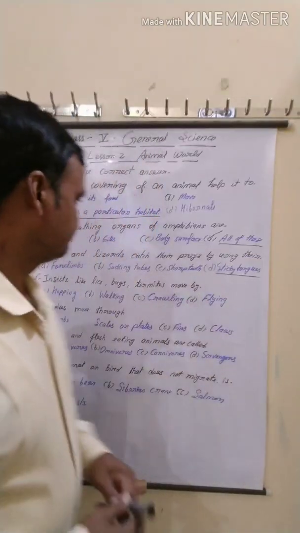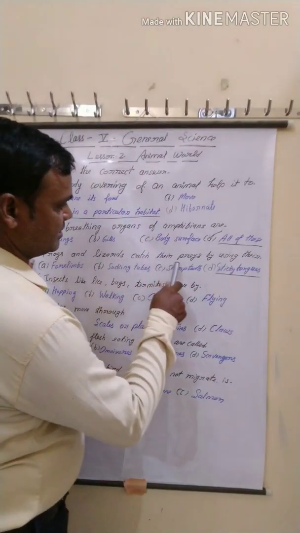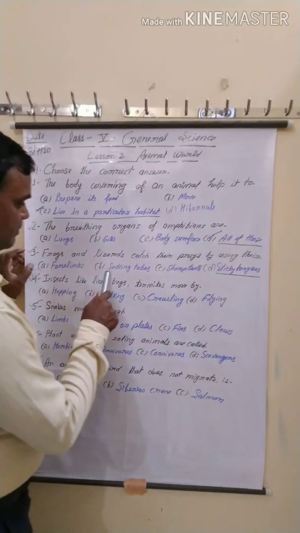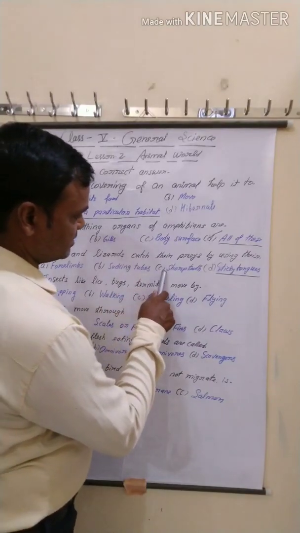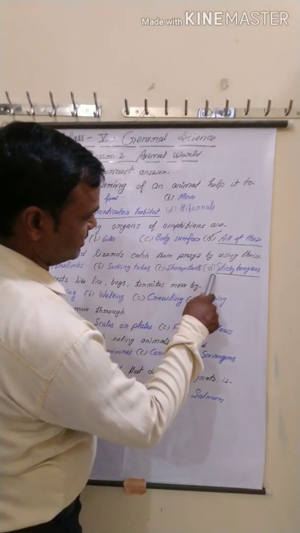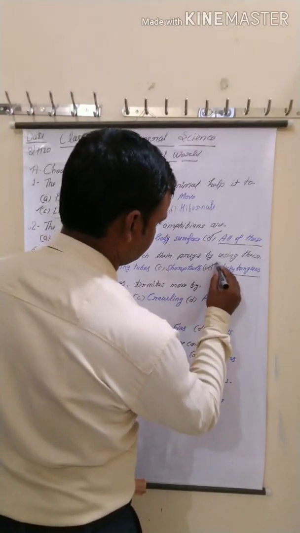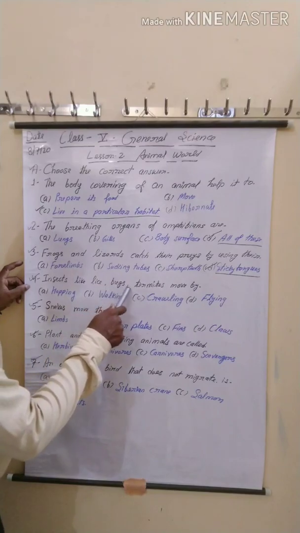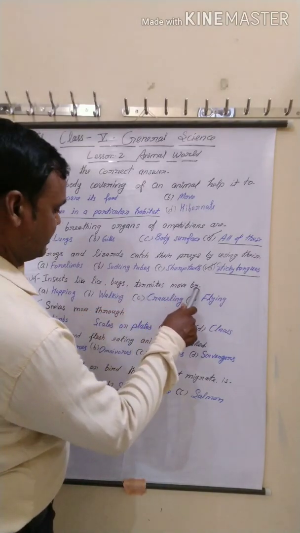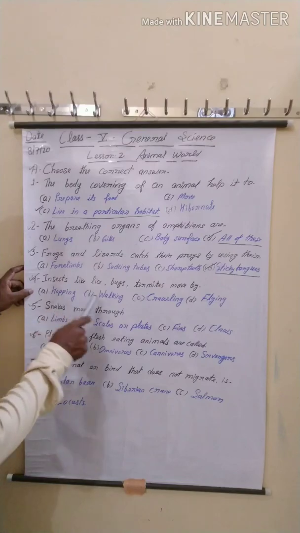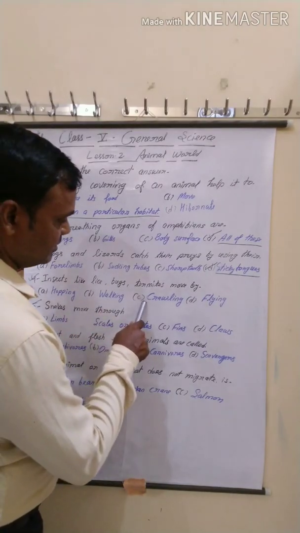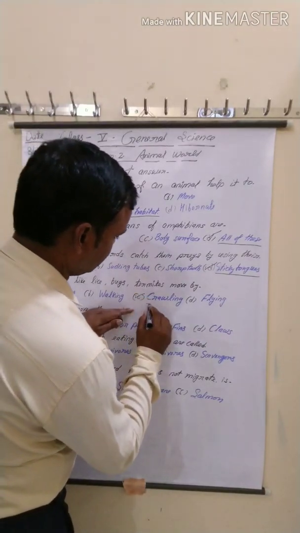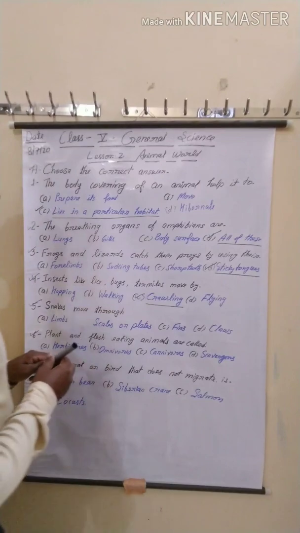Now third number, frogs and lizards catch their prey by using their: A, holding; B, sucking teeth; C, sharp teeth; and D, sticky tongue. Yes, the right answer is sticky tongue. Next, insects like lice, bugs, termites move by: A, hopping; B, walking; C, crawling; D, flying. Yes, C option is correct. Crawling is the right answer.